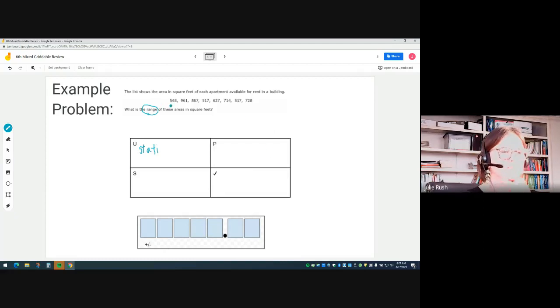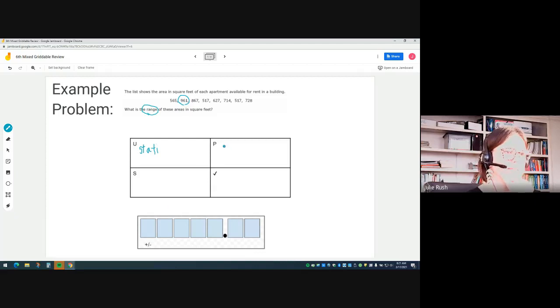So I'm going to look and scan my numbers. I have 565, 961, 867, 517, 627, 714, 514, and 728. Now, first I want to find my largest number so that I can set up my problem. And when I look across here, 961 is my greatest number.